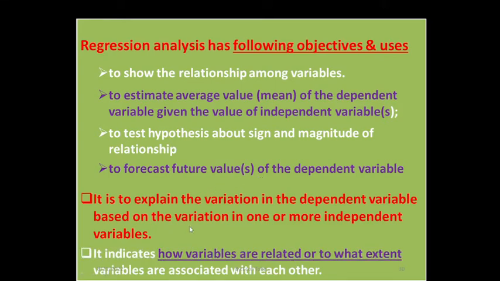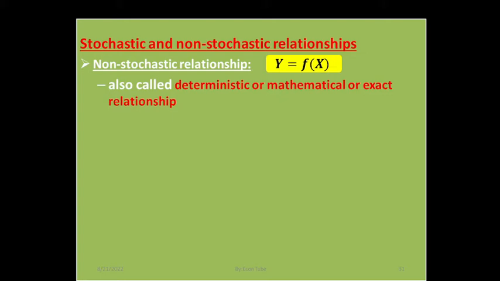Regression analysis indicates how variables are related and to what extent they are associated with each other. We have two types of relationship among variables: stochastic and non-stochastic, meaning random and fixed. In a non-stochastic relationship, for example y is a function of x, it is a deterministic or mathematical relationship, which is an exact relationship. For an individual x, the value of y is constant.